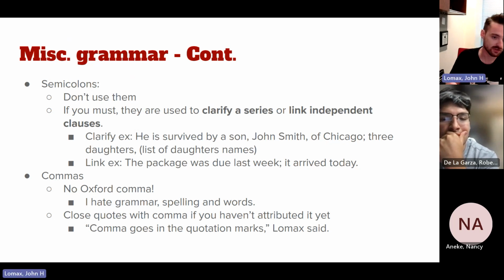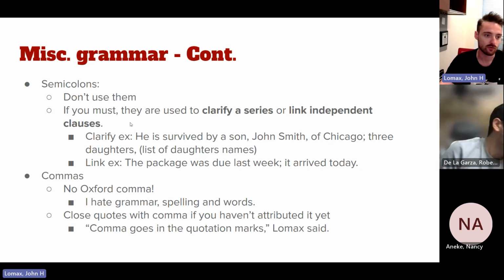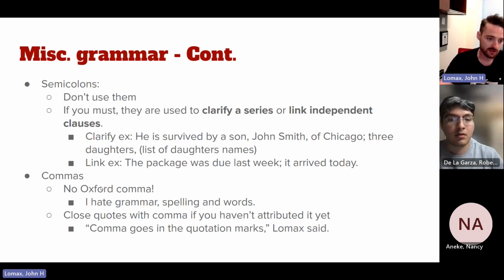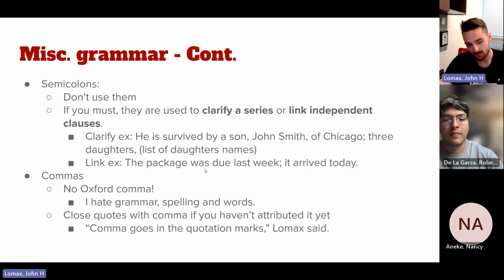And so, you can use that for quotes and stuff, but generally speaking, I would really try to avoid semicolons, especially in the body of your text. And then I'm sure we've harped on this a ton. Commas, don't use an Oxford comma. I don't like this rule, but it is what it is. So I hate grammar, comma, 1 comma, spelling, and words. So obviously the Oxford comma is the second comma in a list of 3 things.